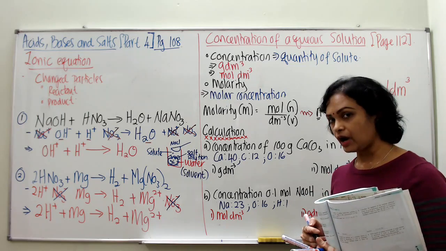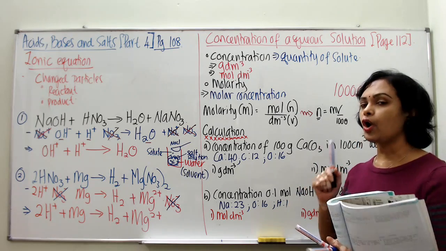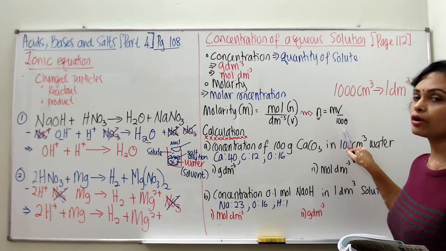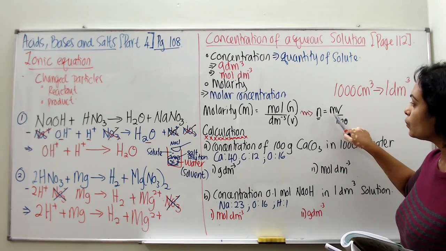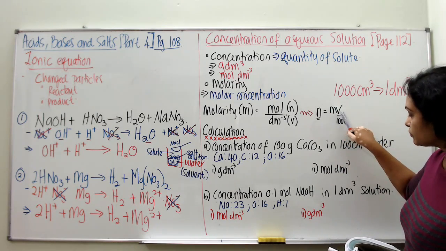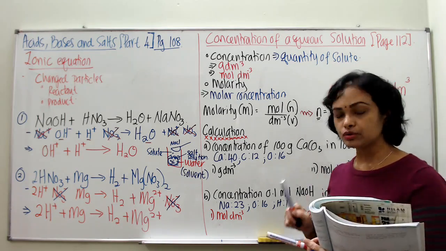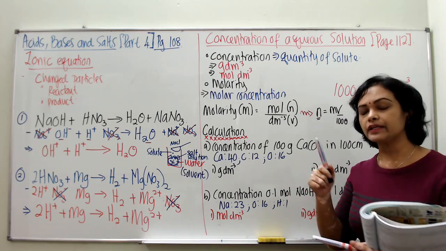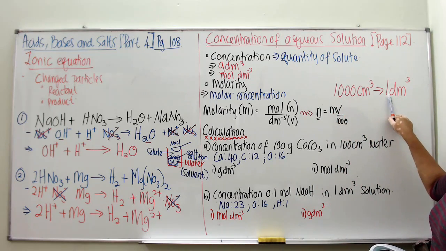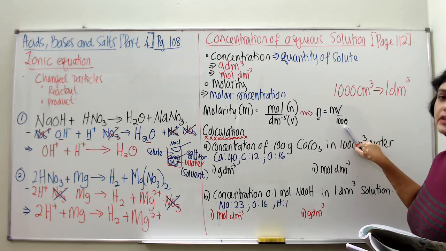Now we have one additional formula on how to find mole, but this involves liquid. So mole is equivalent to molarity times volume divided by 1000. Why are we dividing by 1000? Because our volume is usually given in cm cube. So in order to change the cm cube into dm cube, because molarity is usually in dm cube, we have to divide it by 1000. Okay, so I hope you can understand.